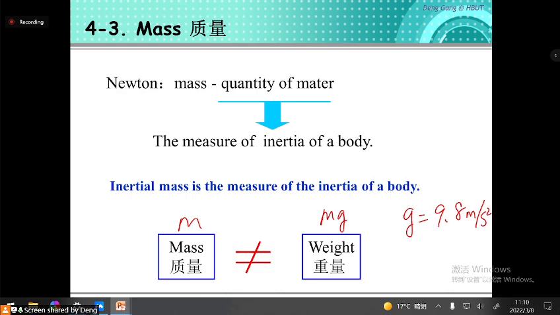Weight is a force, while mass is the measure of the inertia of the object. So we can call it inertial mass because it's the measure of inertia of a body. But usually we call it mass for short.